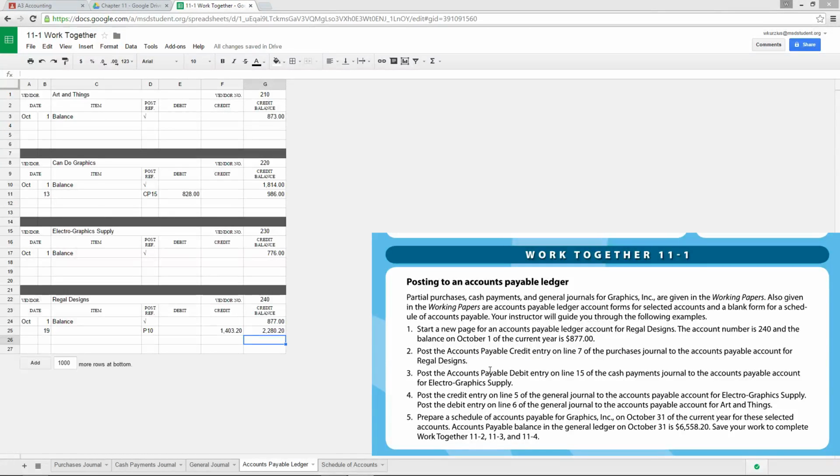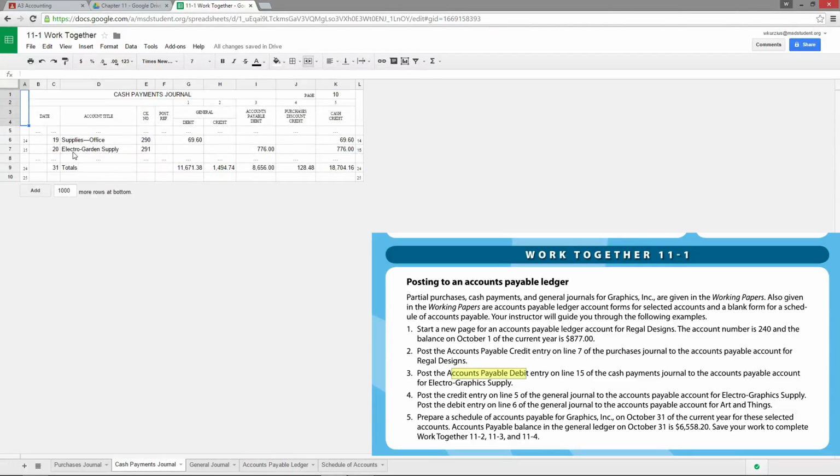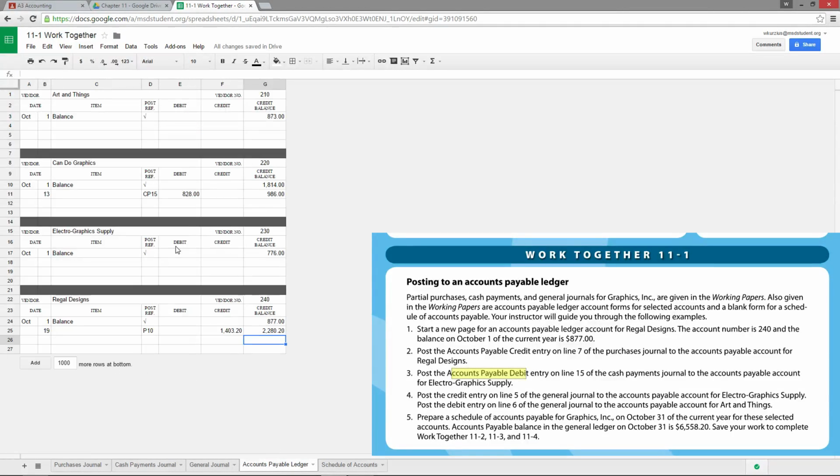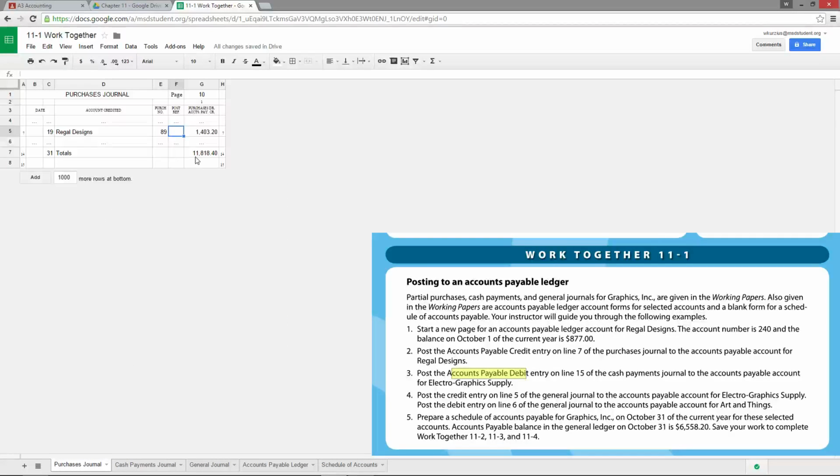Next up, we need to go to the accounts payable debit entry on line 15, cash payments journal, again written backwards. So cash payments journal, line 15, we have an accounts payable debit this time. $776 for Electro Garden Supply. Oh, I almost forgot something. We do have to go back to our purchases journal, and we need to write in our post ref here. Our post ref goes for the vendor name, so it's 240. Sorry for bouncing around. 240. Anyway, back to number 3.